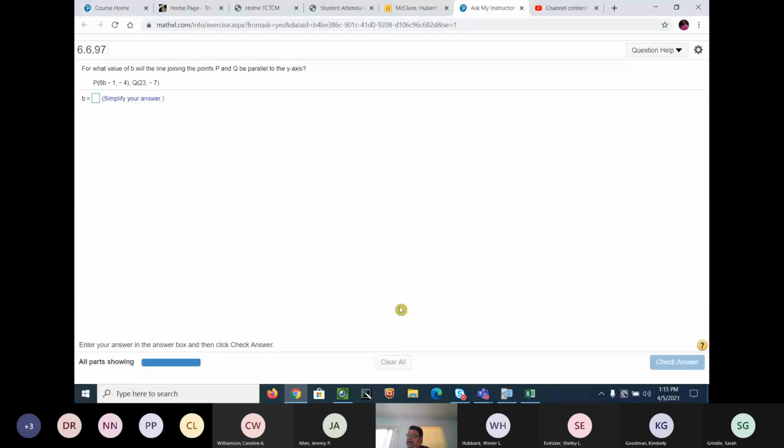Well, parallel to the y-axis means that x is equal to a number for it to be parallel to the y-axis. Okay, so in that case, Q is equal to 23. And P is equal to what? Positive 1.